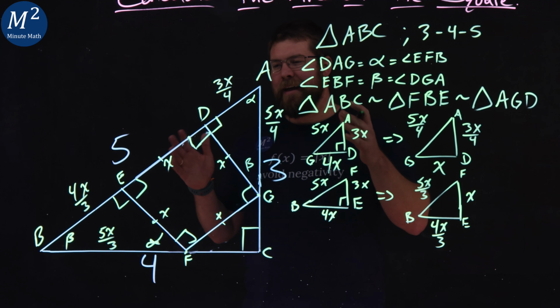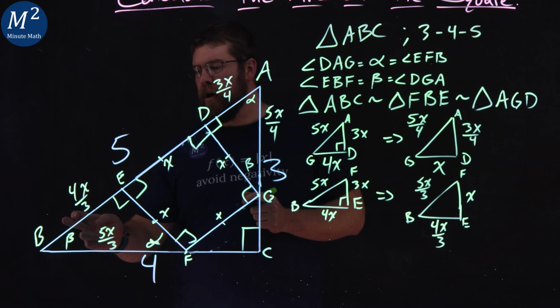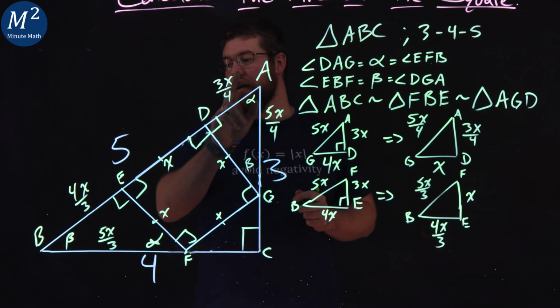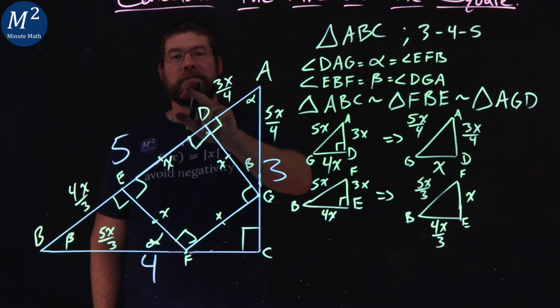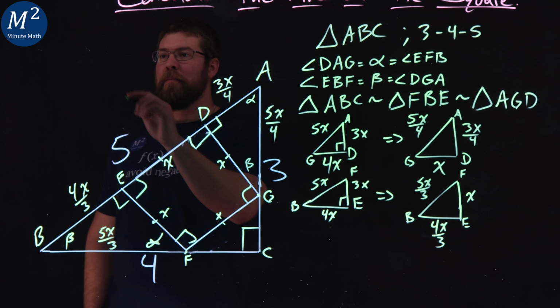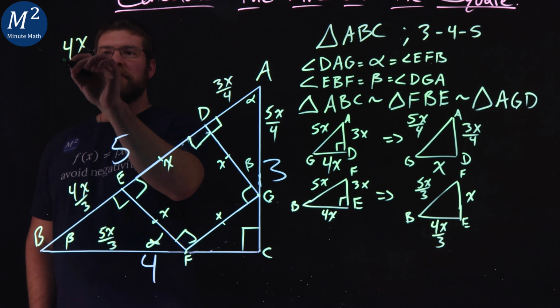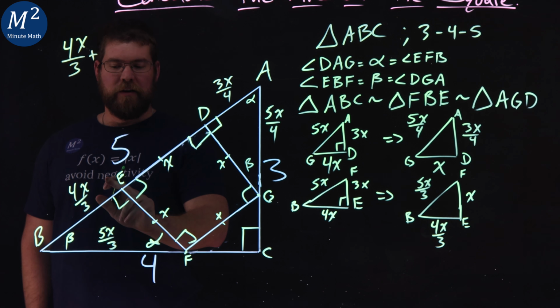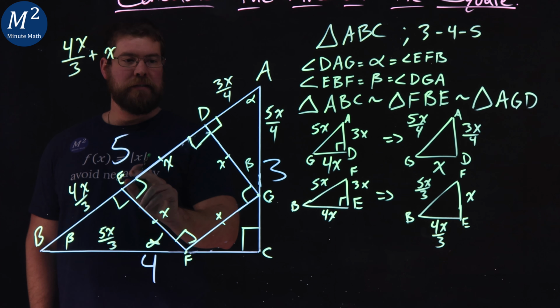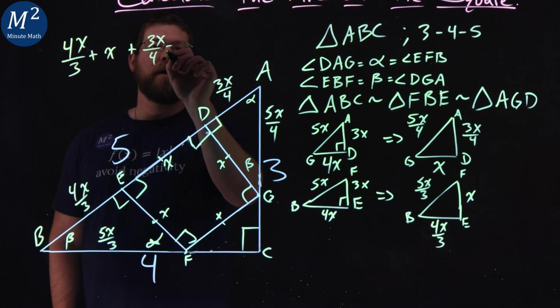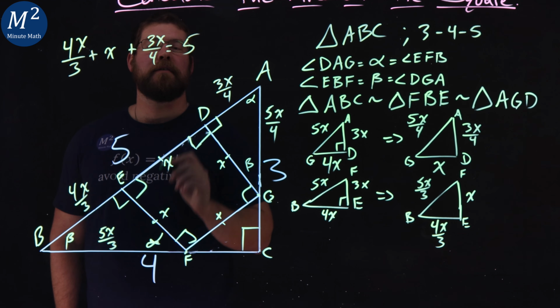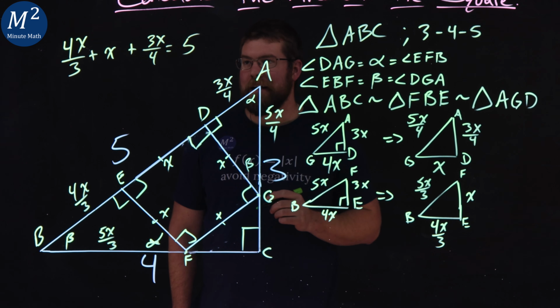So now we have to combine everything together. What do we know about the length of BA, AB? It's 5. It's also written in terms of x, and now this is an algebra problem. We know that 4x over 3, that length here from BE, plus x, E to D, plus D to A, which is 3x over 4, is equal to 5. And we can solve for x right there.